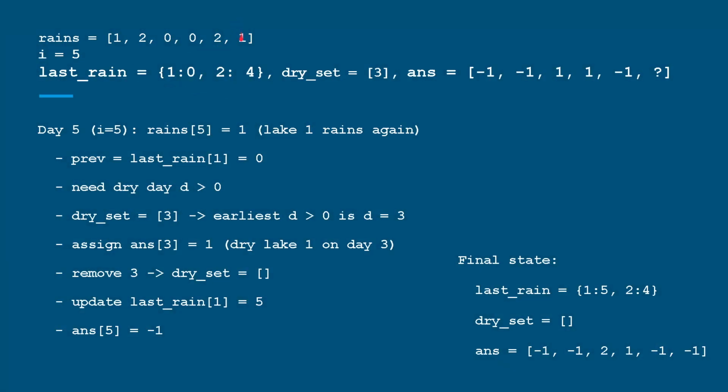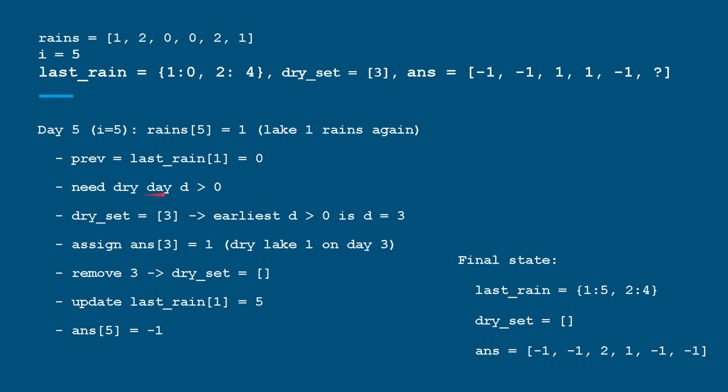Now let's talk about the last one, this is one, okay. What will happen? We know the last rain is 1024, and we have the dry set as 3, okay. When we talk about day 5, meaning the ith day, right? Or we can say the rain at 5 is equal to 1. So lake 1 rains again, okay. We have lake 1 and lake 2. So lake 2 we have already done, now we are left with lake 1, okay. When we talk about lake 1, it rains again, so we'll say okay, what is the previous, we'll say last rain at 1 is equal to 0. So the last rain at here is nothing but 0, right? So we'll say 0.